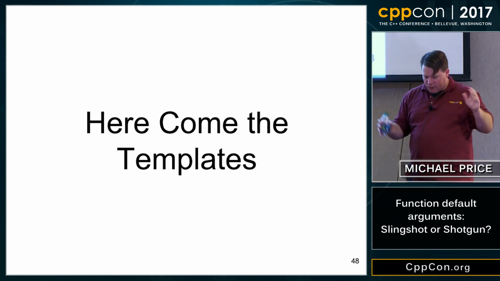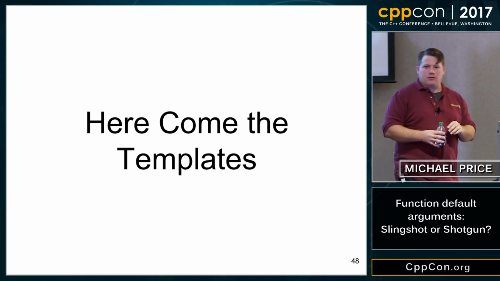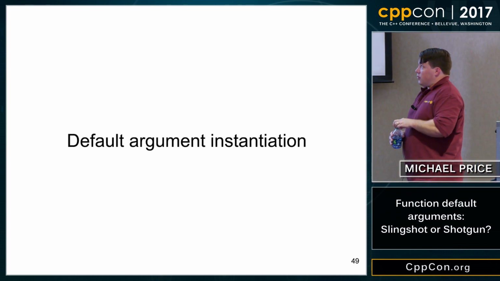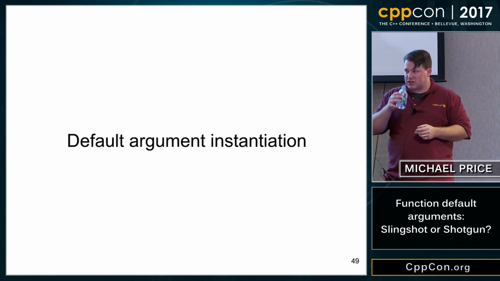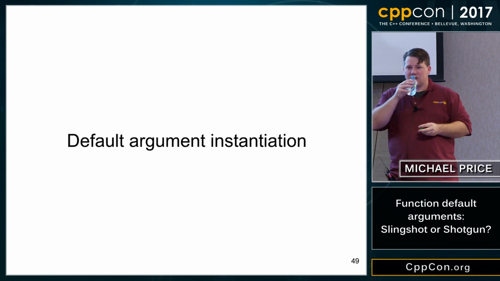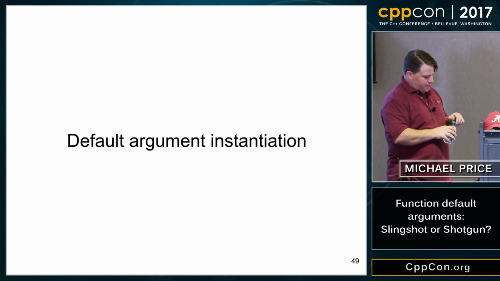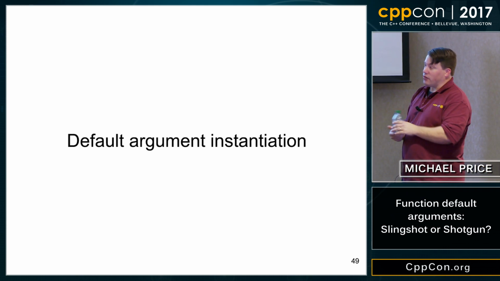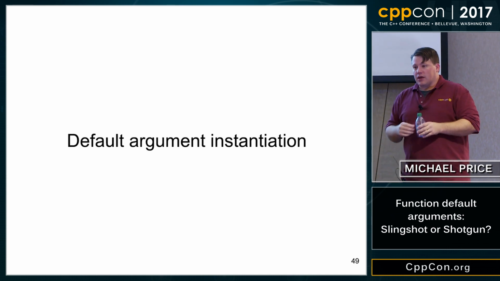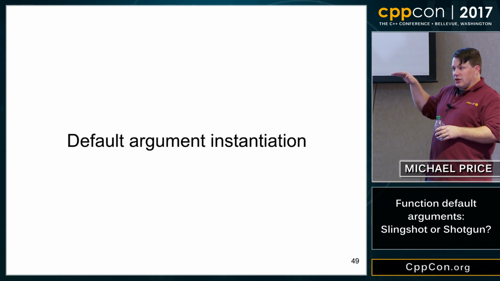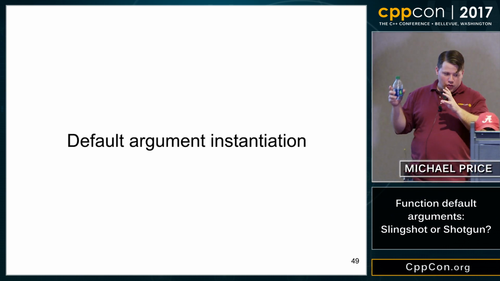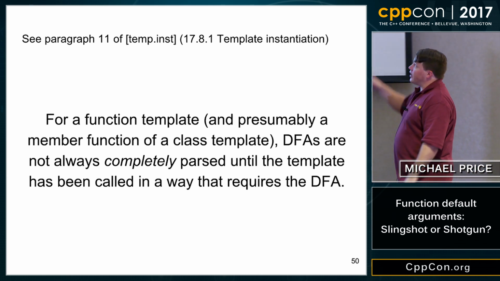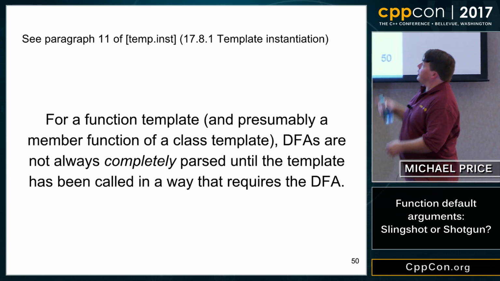All right, so far we've avoided talking about templates. So now we're going to talk some about templates. Default arguments for function templates add some extra complexity. There's a section in the standard about templates that talks specifically about this, and there are certain rules, and they give it a name: default argument instantiation. So this is a summary. You can find the actual paragraph in the standard up there.